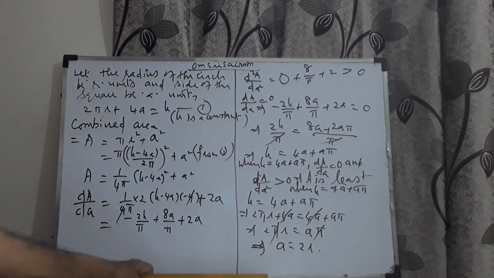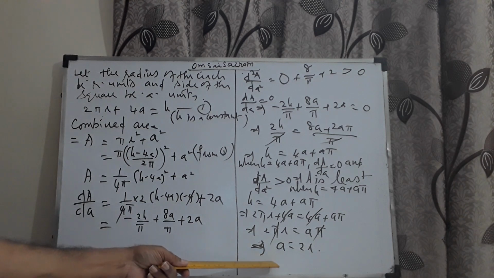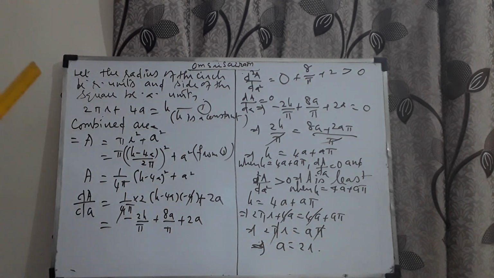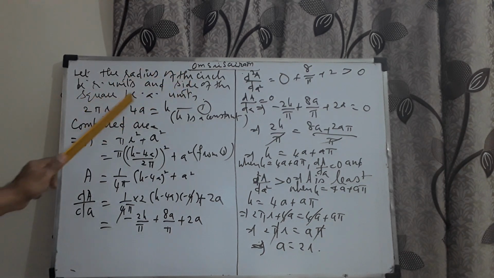That is, for the combined area, sum of the areas to be minimum, side of the square to be twice the radius. Let me repeat the whole process. Let the radius of the circle be r units and side of the square be a units.